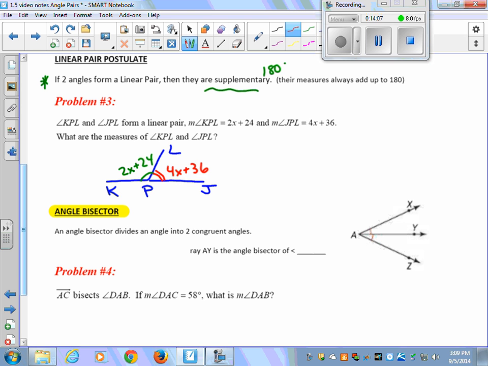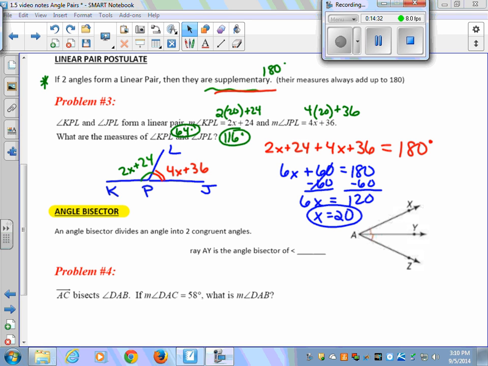Well, you're going to write your equation: 2x plus 24 plus 4x plus 36. And we know the linear pair is always supplementary by the linear pair postulate, so they add up to 180. Okay? So we can set that equation up. I'm going to let you solve it on your own.